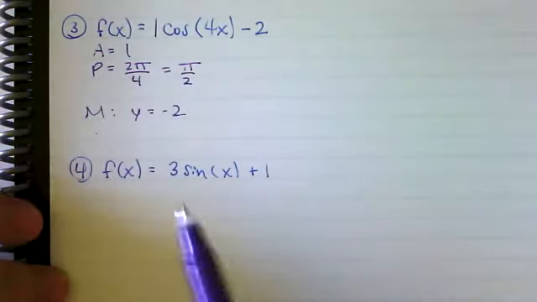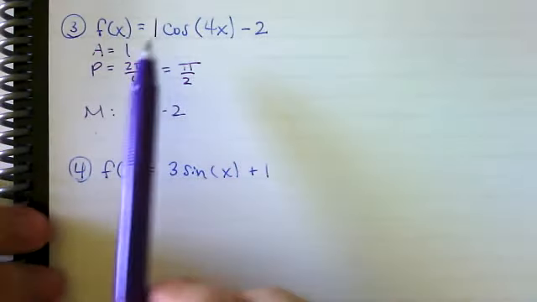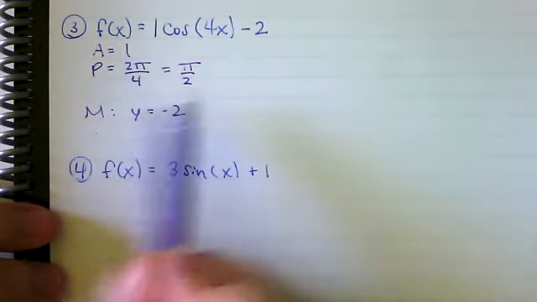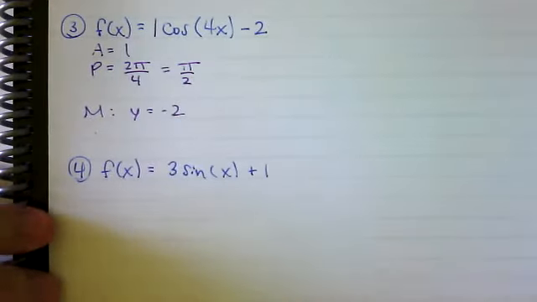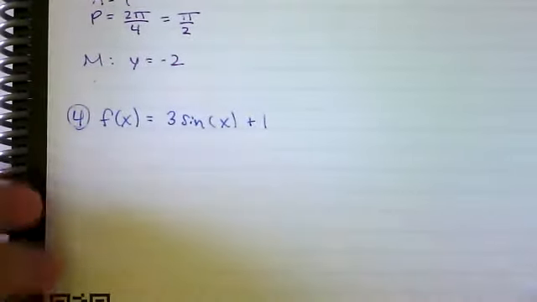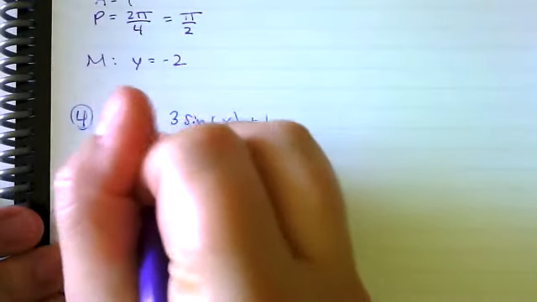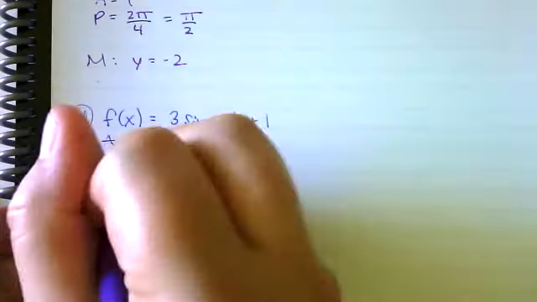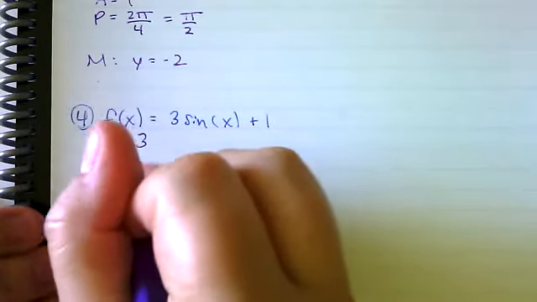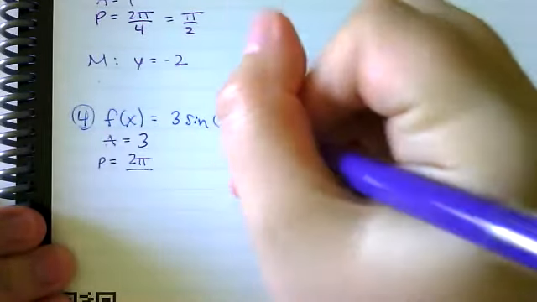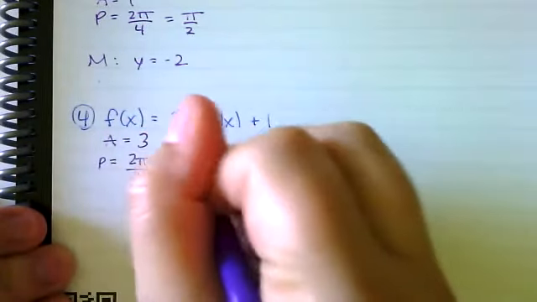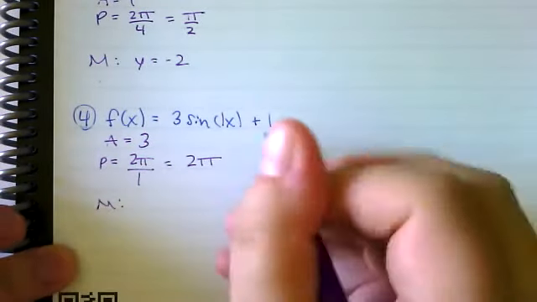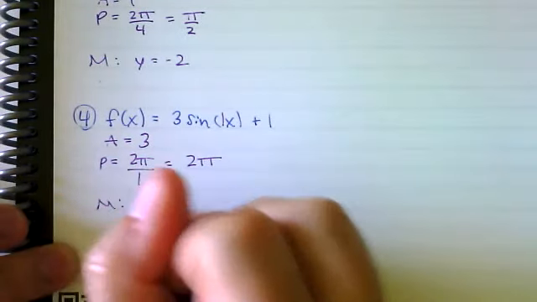So again, amplitude and midline should be the easiest things that you do. You're just taking amplitude from the front. You're taking midline from the back. So the period is the only thing that you have to do a little bit of math for. Question number 4, last one. Amplitude is 3 because I'm just taking that number in the front. In here, period, 2 pi divided by my B value. There's no value here, so it's a 1. 2 pi divided by 1 is just 2 pi. And then for the midline, I'm taking this plus 1, so it's just y equals 1.